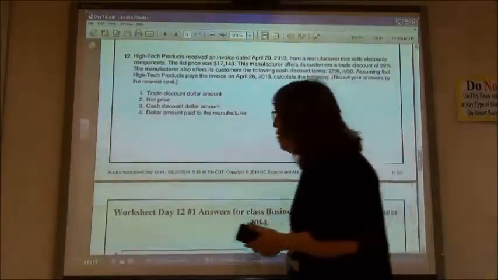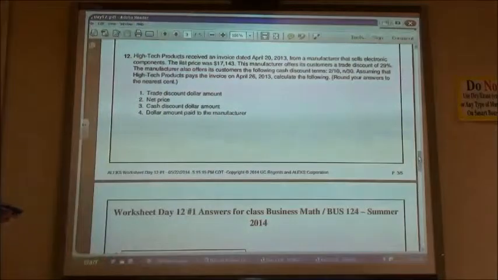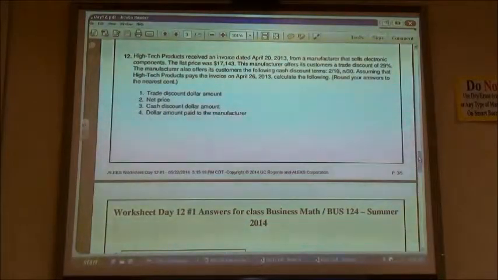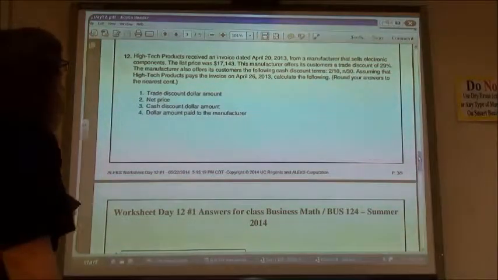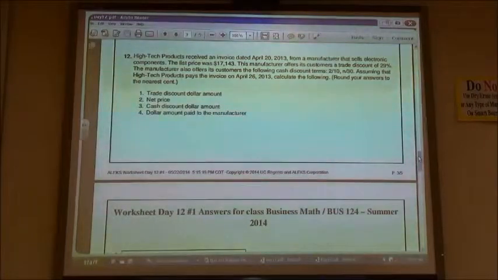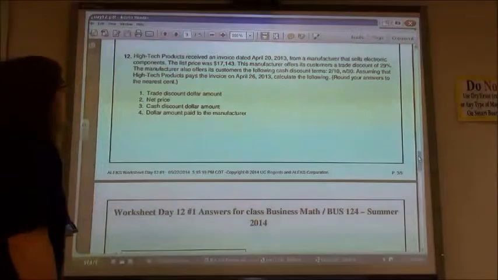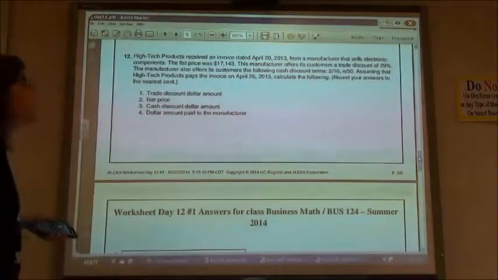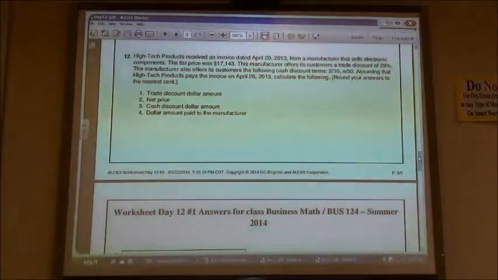And last one on here, very similar to what we just did. High-Tech Products received an invoice dated April 20th from a manufacturer that sells electronic components. The list price was $17,143. The manufacturer offers its customer a trade discount of 29%. The manufacturer also offers the customers the following cash discount terms: 2% if paid within 10 days. The net is due within 30. Assuming High-Tech Products pays the invoice on April 26th, calculate the following.